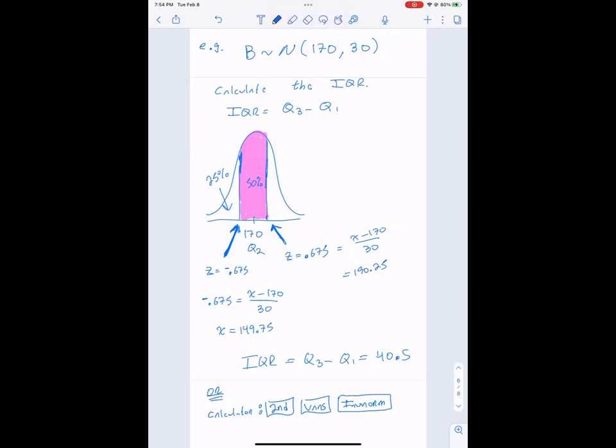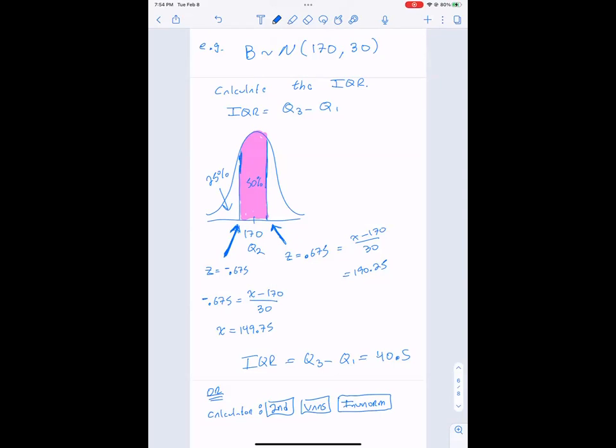I tell it, give me a 50% in the center when the mean is 170 and sigma is 30. And area is 50%. Yeah, we want the middle 50%, right? And it gives me the cutoffs to be 149.7 and 190.5, which are very close to what we got from the table.